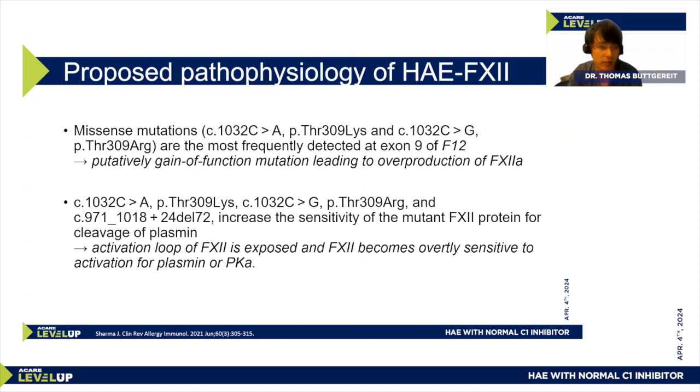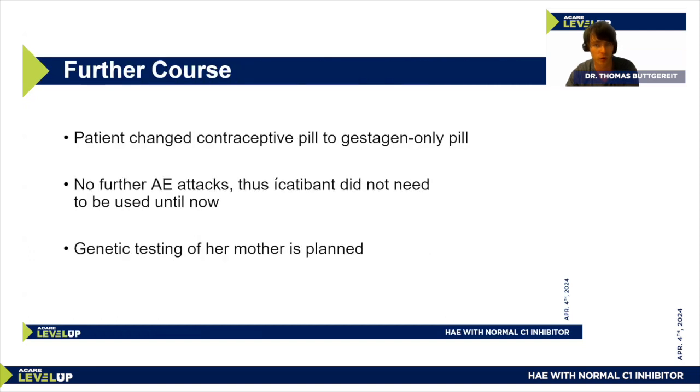What is known, as Anete already introduced, is that mutation of the factor 12 gene potentially causes a gain of function leading to overproduction of factor 12A. Also, the activation loop of factor 12 is more exposed, and factor 12 becomes more sensitive to activation by plasmin and plasma kallikrein. So what we did is we stopped the estrogen pill and changed to a progestin-only pill. After this, no further HAE attacks happened, so she did not have to use icatibant. And we now plan, I think in the next months, to test her mother for the mutation.